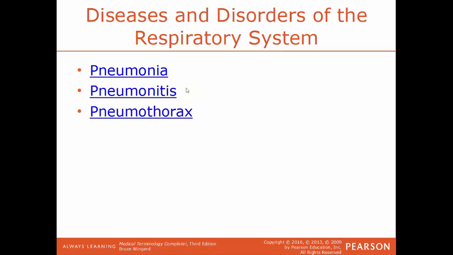Pneumonia. This is an inflammation of the lung that's either caused by a viral agent or a bacterial agent, and eventually the alveoli, the air sacs in the lungs, will become filled with fluid or pus and become solid. And there are many different types of pneumonia. It's depending on what part of the lung, how widespread it is, and what causes it.